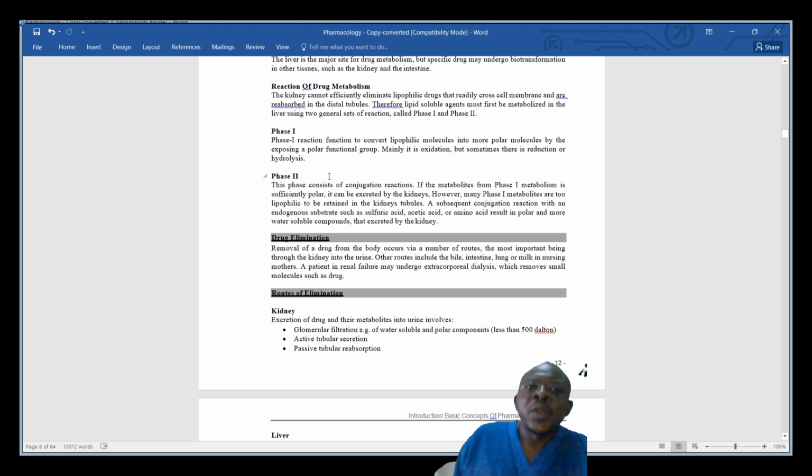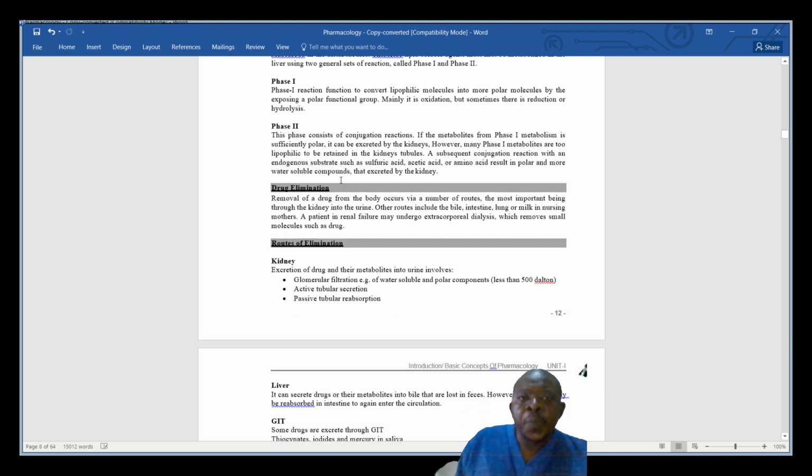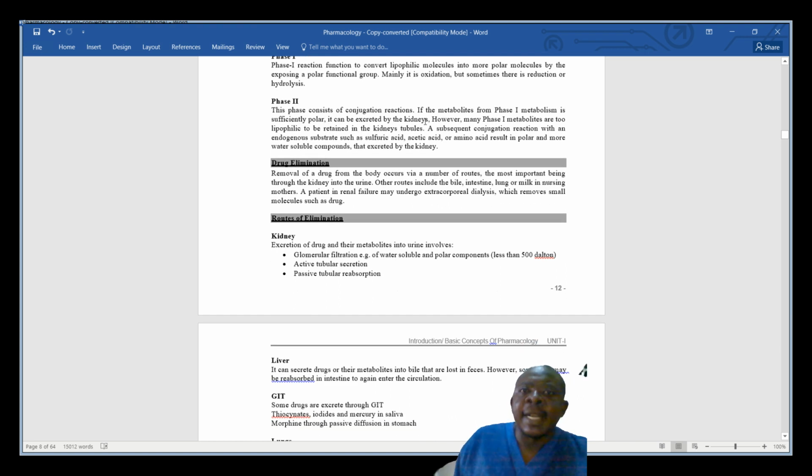So which processes are involved in phase 1? In phase 1, the process of oxidation can happen, or the process of reduction, or the process of adding a water molecule, which is hydrolysis. Then phase 2. This phase consists of conjugation reactions.